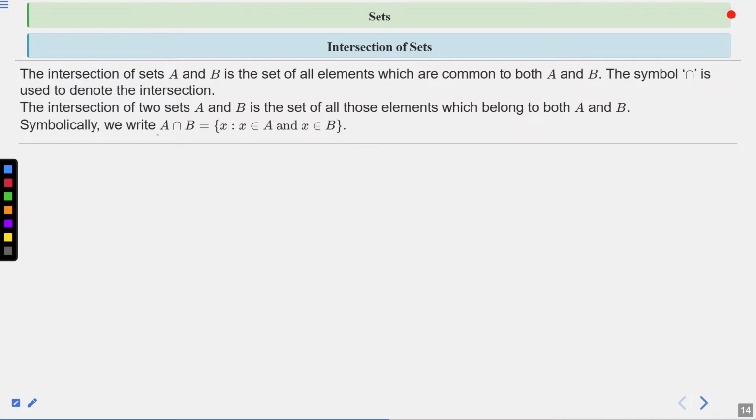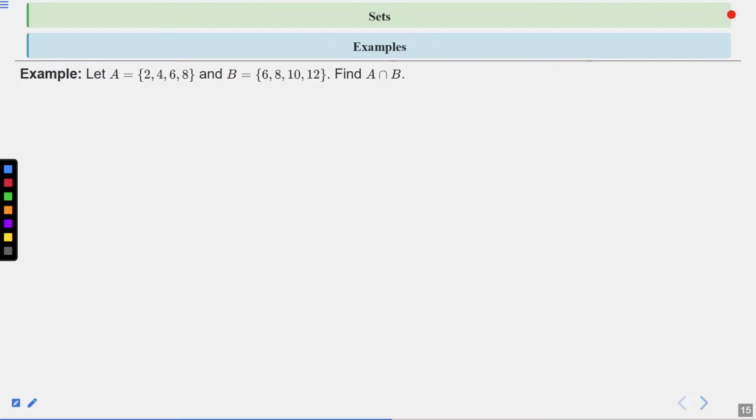Symbolically, in mathematics terms, A intersection B is simply the collection of all x such that x belongs to A and x belongs to B. So, let's have an example to understand the definition more. Assume our set A with elements 2, 4, 6, 8. Another set B with elements 6, 8, 10, 12. Find A intersection B.